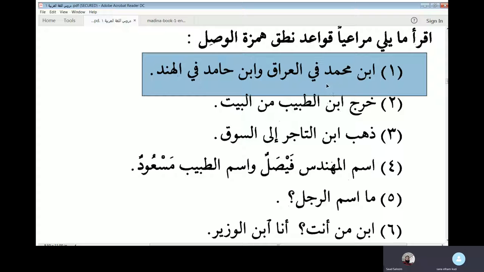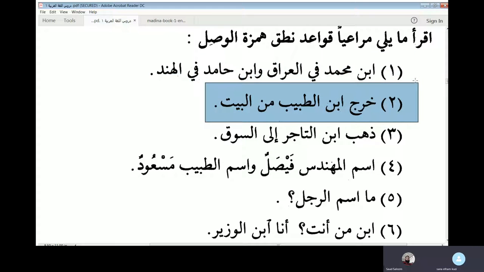Ibn Muhammadin fil Iraqi wa Ibn Hamidin fil Hindi. Good. Kharajab nut Tabibi minal baiti. Kharajab nut Tabibi minal baiti.